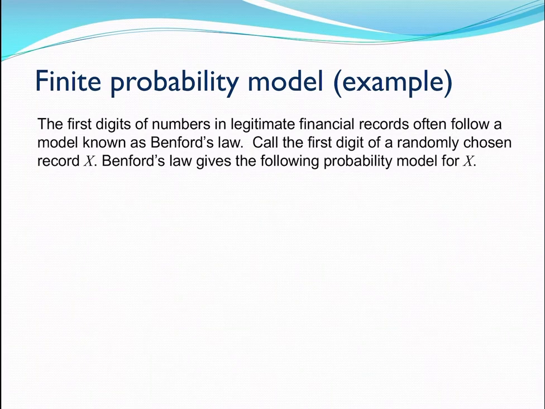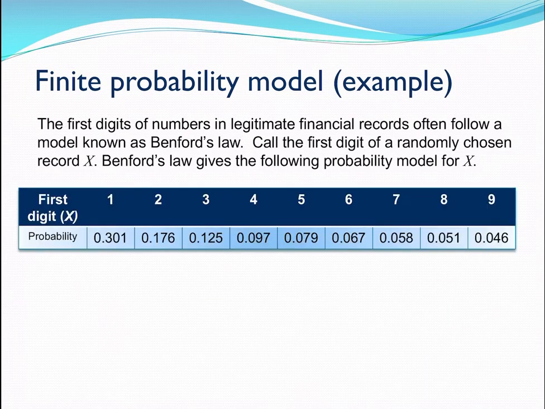The first digit of numbers in legitimate financial records often follow a model known as Benford's law. So call the first digit of a randomly recorded record X. Benford's law gives the following probability model for X. The probability that the first digit is 1 is 0.301, the probability it's 2 is 0.176, 0.125, 0.097, and so on, right? All the leading digits have a different probability.